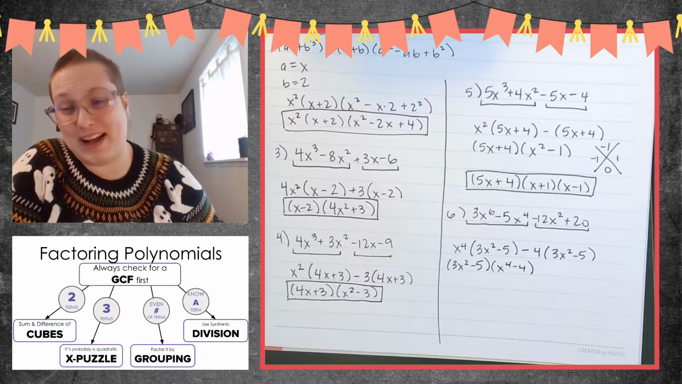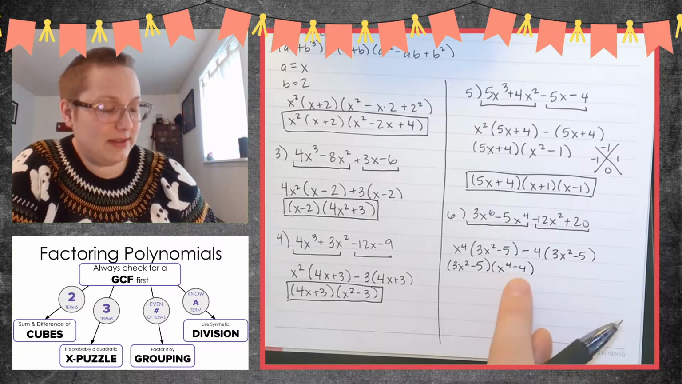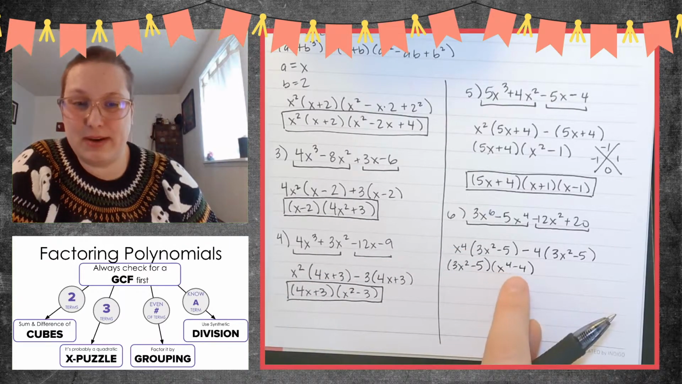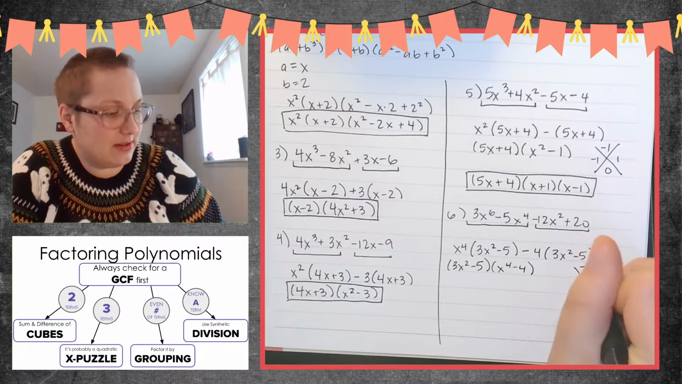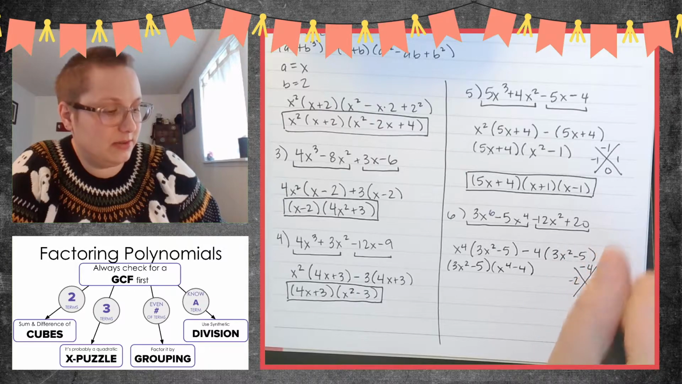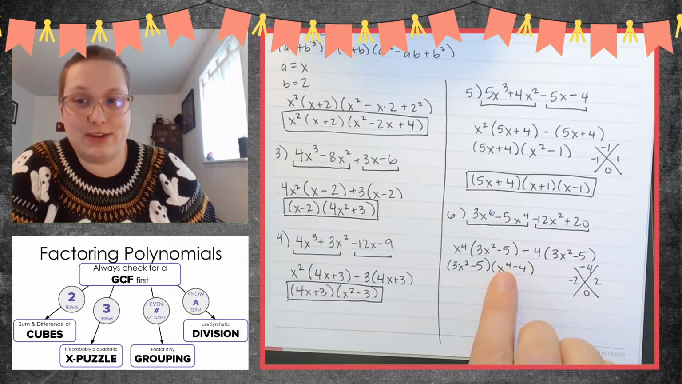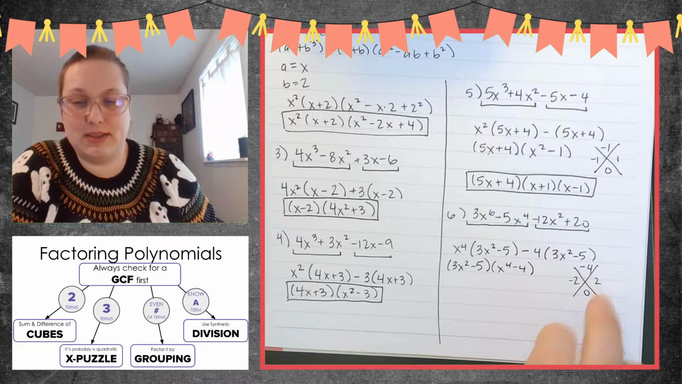This is another one where I can actually keep going. X to the fourth minus 4 is kind of like an x squared minus 4. And so it would be negative 4 and 0, which is negative 2 and 2. So x to the fourth minus 4 is actually x squared minus 2 and x squared plus 2.